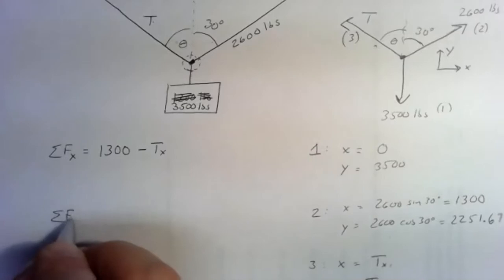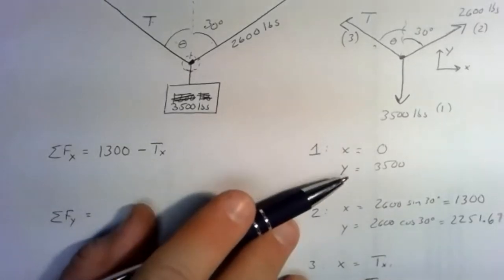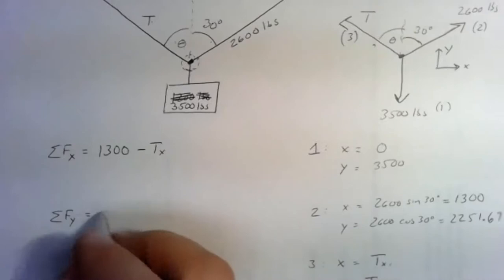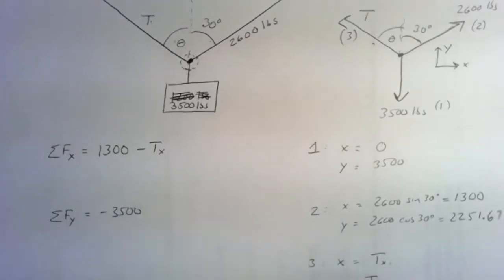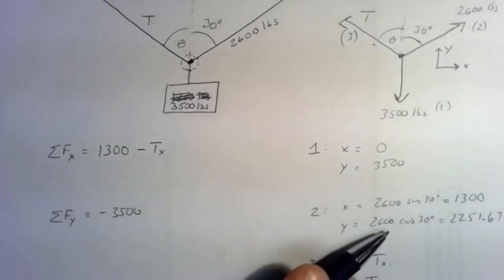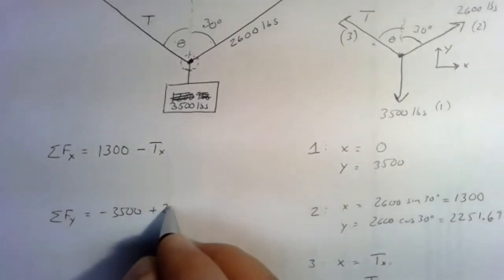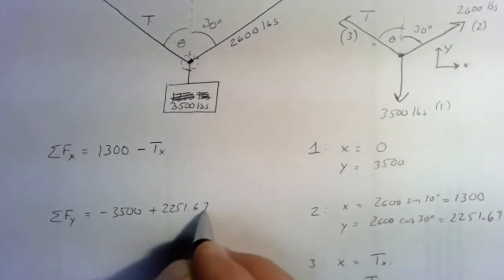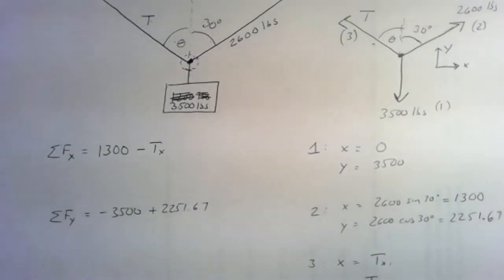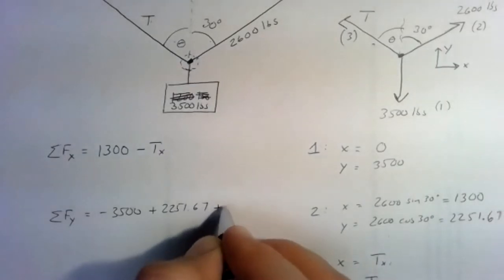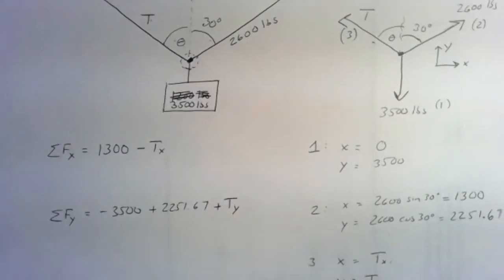We'll do our sum of forces in the y direction. I've got 3,500 down, so that's negative 3,500. I've got 2251.67 up, so that's positive 2251.67. And then I've got ty, pulling up. Again, by assumption, we've assumed it's pulling up. So we'll put in plus ty. So those are our sums of forces in the x and y directions.